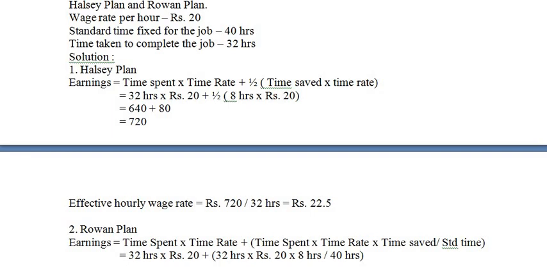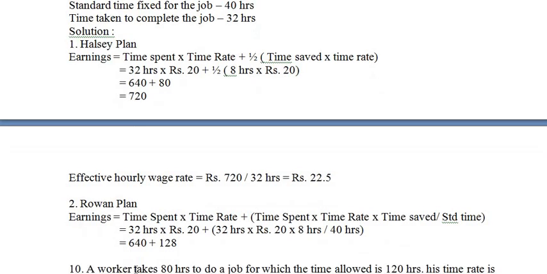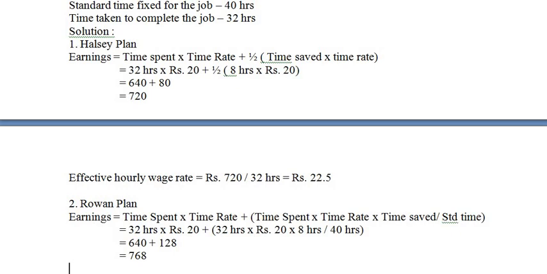Calculate this. So this will be 640 plus 128, so his total earnings are rupees 768. Under this plan also we need to find out the effective hourly wage rate.